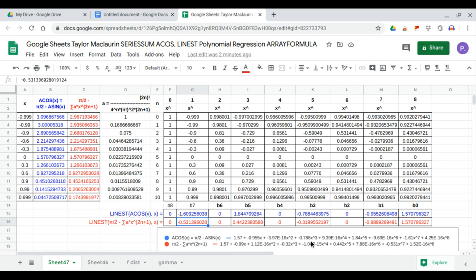Our approximation match closely to the actual value. This completes the regression, the polynomial regression of the inverse cosine dataset and the Taylor Maclaurin series expansion of the inverse cosine.